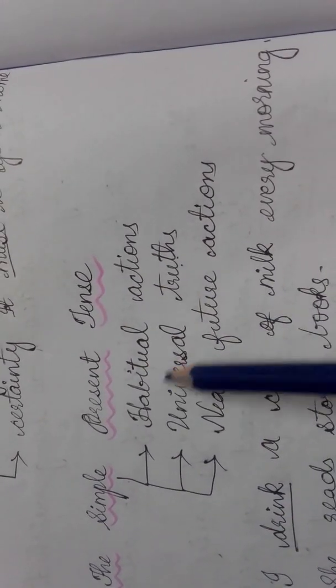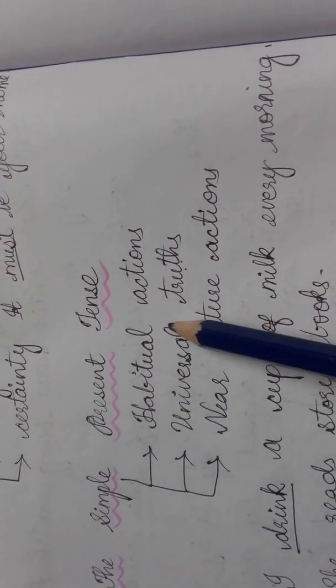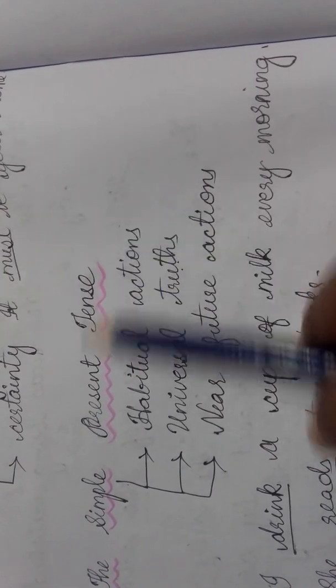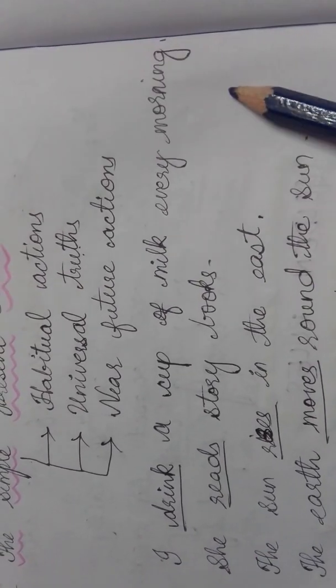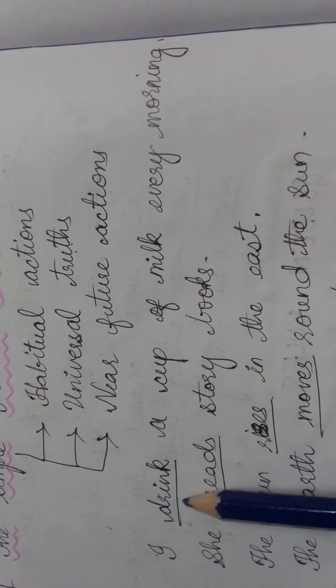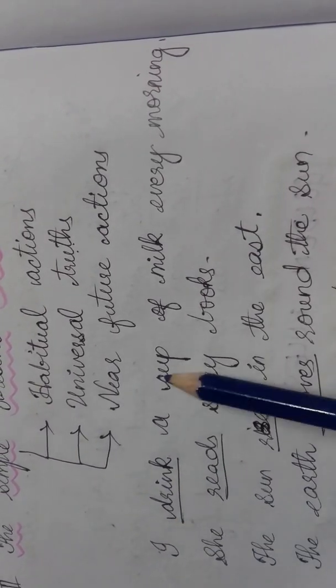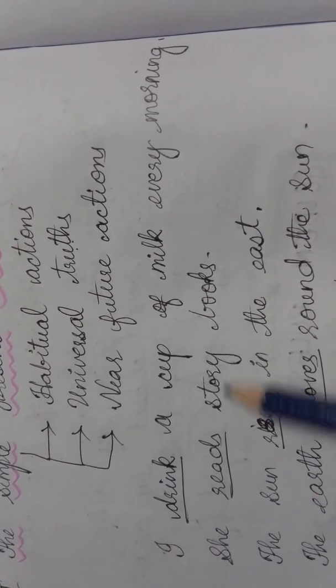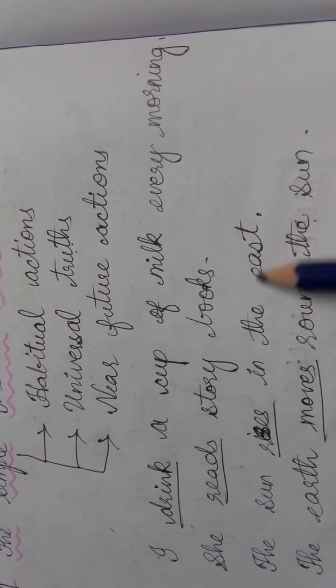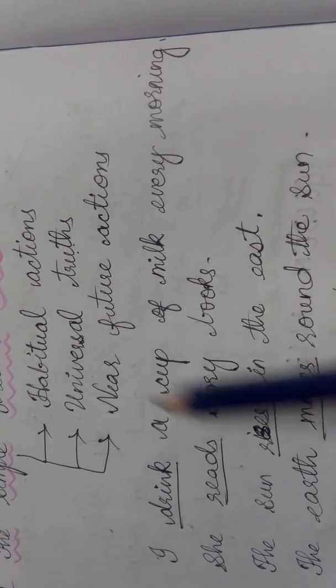Okay, then moving on to the next part, you have learned how to write simple present tense and present continuous tense. Simple present tense: all the habitual actions, universal truths, near future actions, all these come under simple present tense. I drink a cup of milk every morning. She reads story books. This is a habit. The sun rises in the east. This is a universal truth.